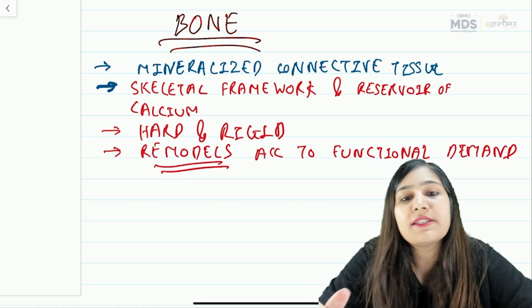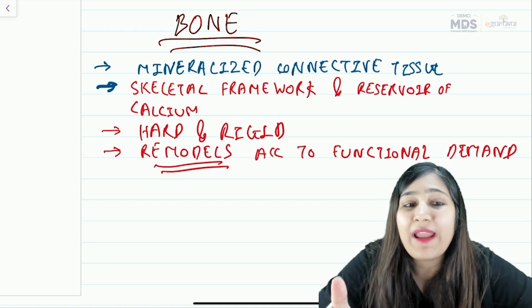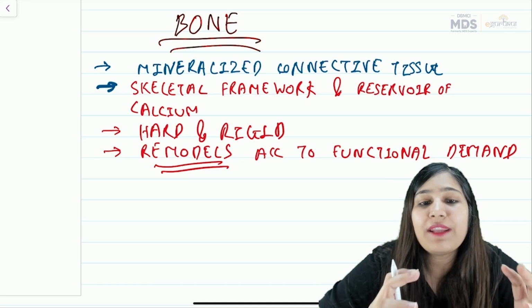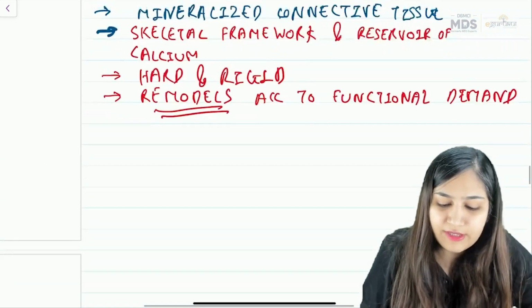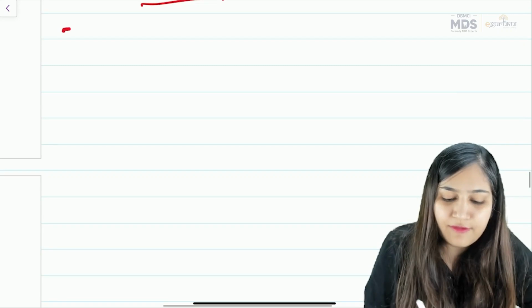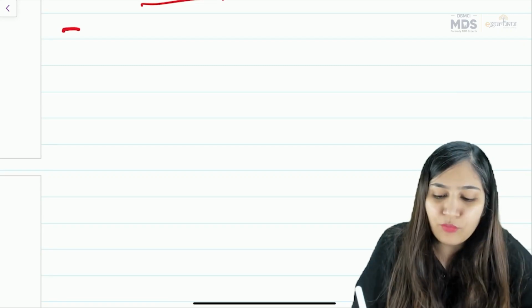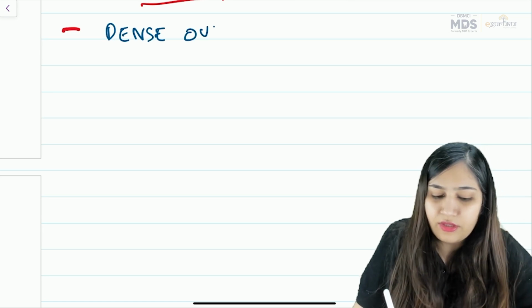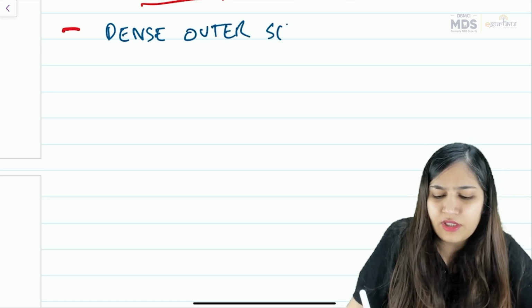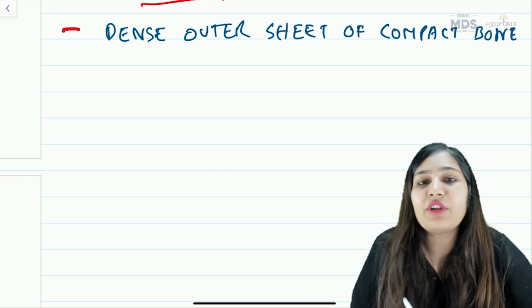Mainly, all the bones are composed of what? A dense outer sheet made up of compact bone and a central medullary cavity, right? So, this is the basic appearance of bone we are discussing. It is made up of a dense outer sheet of compact bone and a central medullary cavity.